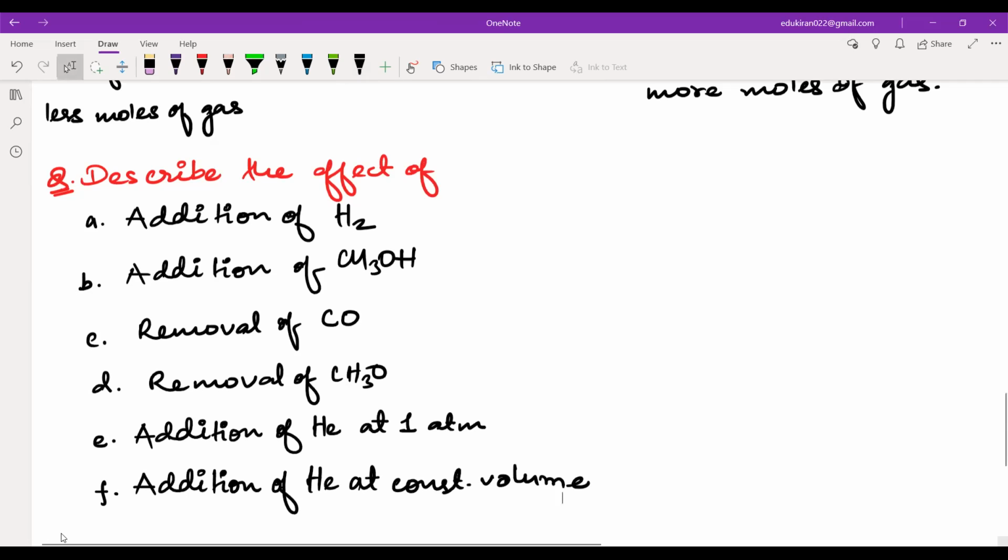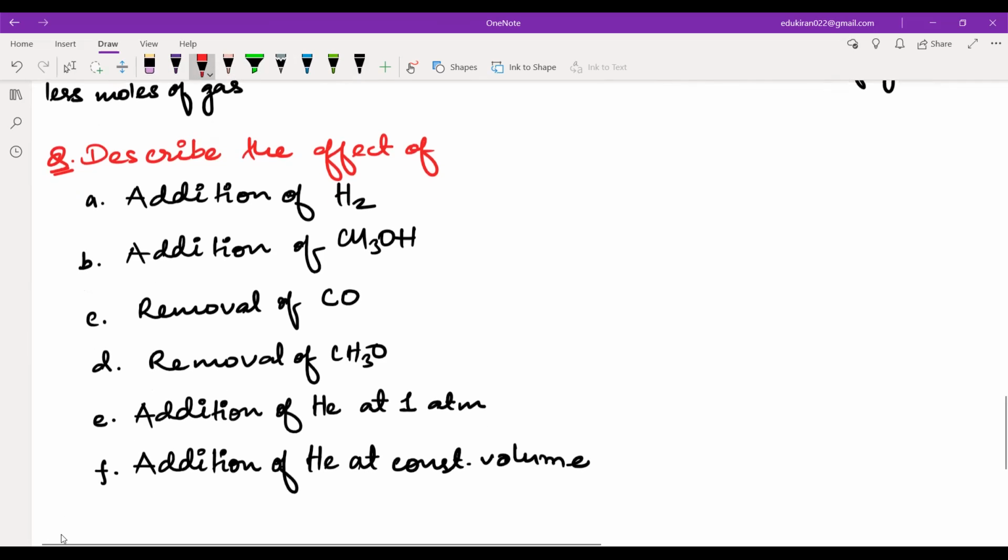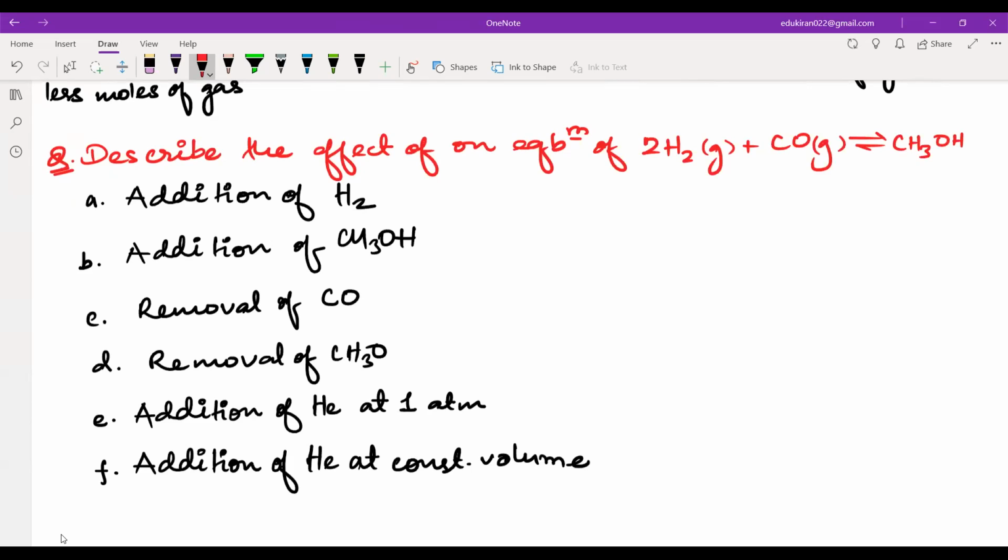Okay, so you have to describe the effect on the equilibrium reaction. You have 2H2 gas plus carbon monoxide gas. It is in equilibrium with CH3OH, which is also a gas. Okay. So you write this down. I'm waiting for your answers in the chat.